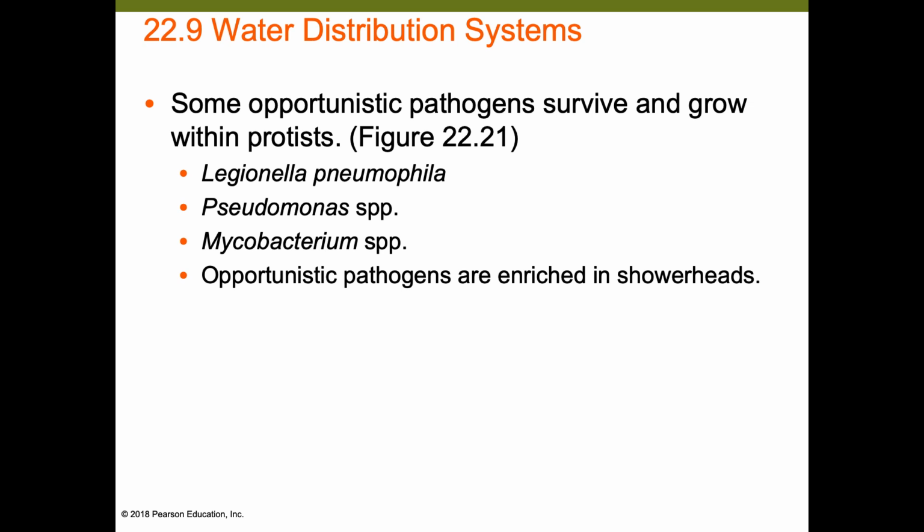Okay, Pseudomonas species that cause really significant opportunistic infections are commonly found growing in hospital water supplies. Mycobacterium, so tuberculosis, leprosy, those types are also found in the water supply. And lots of opportunistic pathogens are enriched in your shower heads. It's nice warm water. And how many times, when was the last time you put cleaning solution inside of your shower head, that you dunked your shower head in like bleach or whatever?